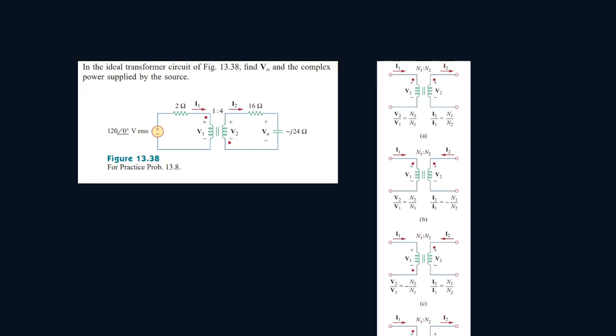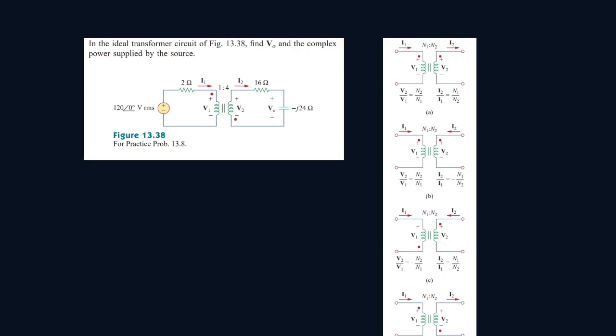Okay, so for this one, we have to find VO and the complex power supplied by the source. So first thing we're going to do is detach this portion of the circuit, and we're going to rewrite the circuit like the following.